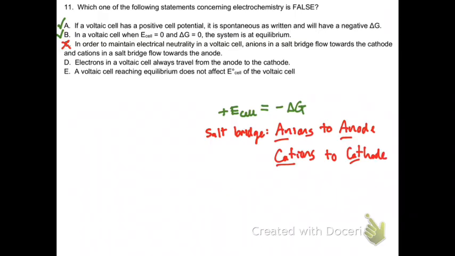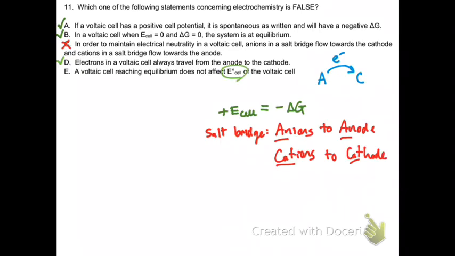D, electrons in a voltaic cell always travel from the anode to the cathode. That's true. So I always like to do this little doodle here. So electrons always travel in alphabetical order from A to C. So they always go from the anode to the cathode. Ding, that's true.